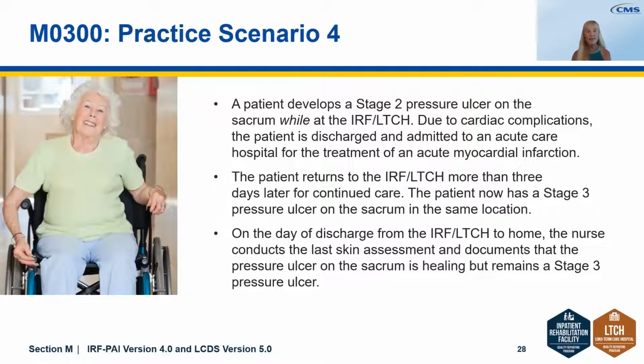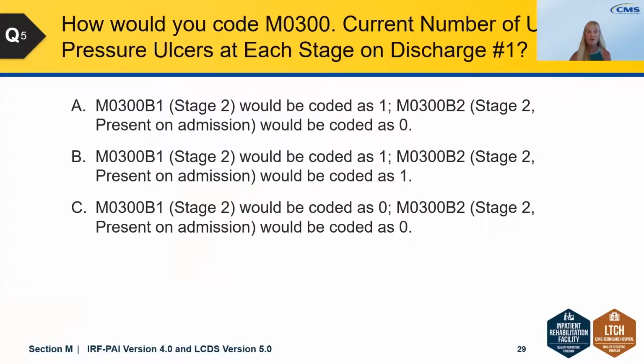A patient develops a stage 2 pressure ulcer on the sacrum while at the IRF or LTAC. Due to cardiac complications, however, the patient is discharged and admitted to an acute care hospital for the treatment of an acute myocardial infarction. The patient then returns to the IRF or LTAC more than 3 days later for continued care. And the patient now has a stage 3 pressure ulcer on the sacrum in the same location. On the day of discharge from the IRF or LTAC to home, the nurse conducts the last skin assessment and documents that the pressure ulcer on the sacrum is healing, but remains as stage 3 pressure ulcer. So how would you code M0300 on the first discharge?